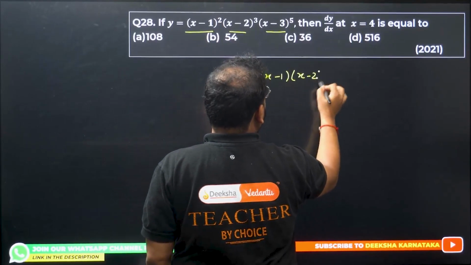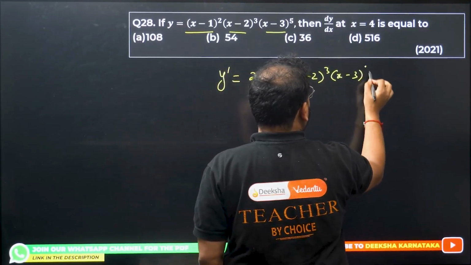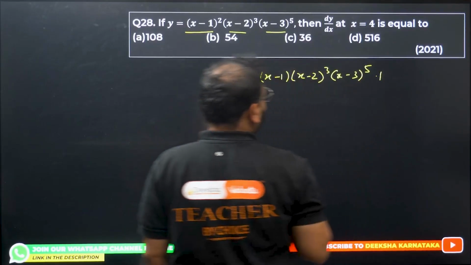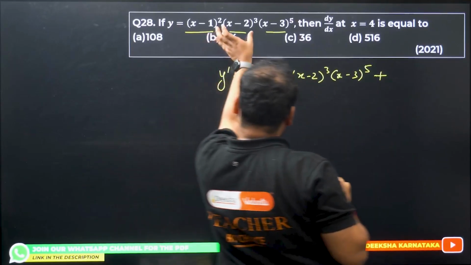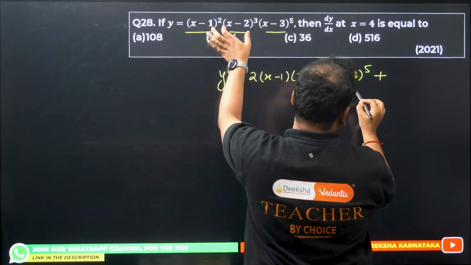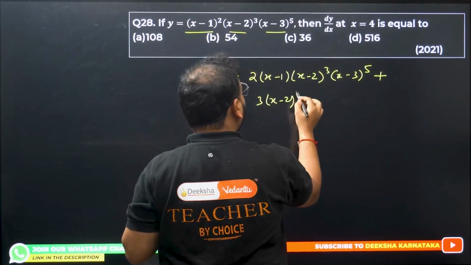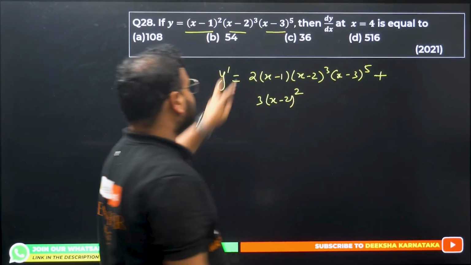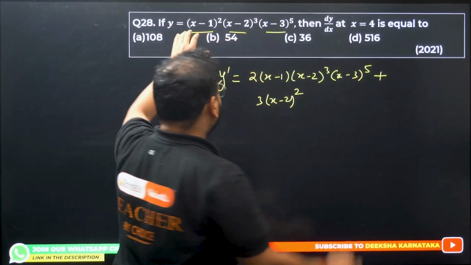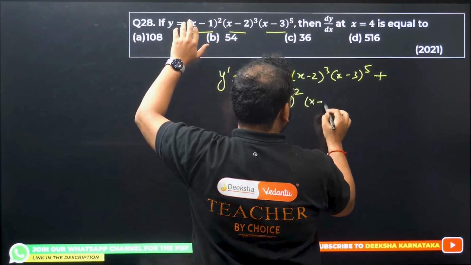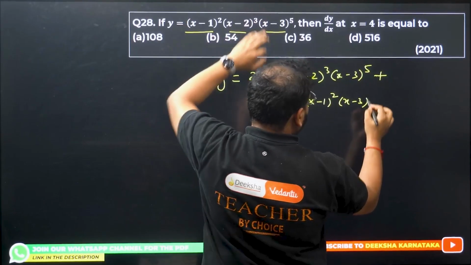x minus 2 the whole cube, x minus 3 the whole power 5. Plus sign will come. This time differentiate the second function. So for that I'll have 3 times of x minus 2 the whole square, differentiation of this, and keeping the other two functions as they are, which is x minus 1 the whole square and x minus 3 the whole power 5.